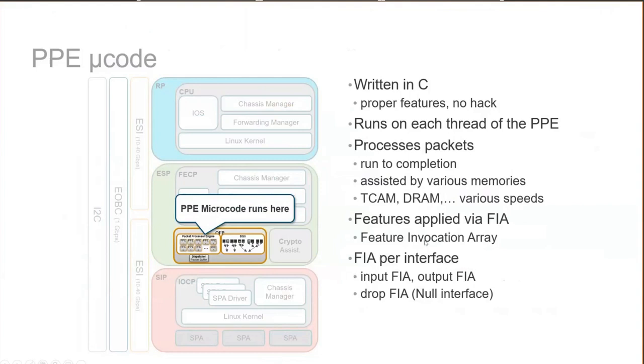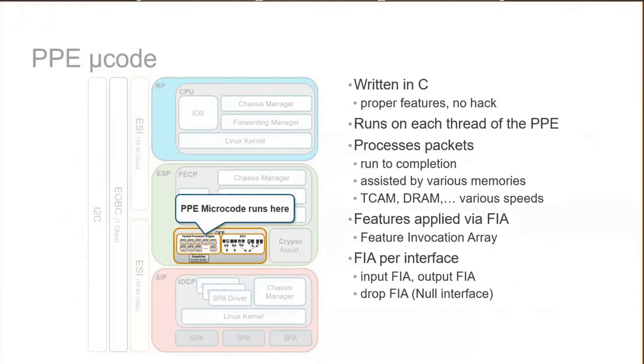FIA here is feature invocation array. What it means is per interface, depending on your interface configuration, there will be two feature invocation arrays. One is the input array and the other is the output feature invocation array. So they will have all the features that have to be applied on the packets when a packet is received or is being sent. Those feature invocation array components will be handled by PPE. So that is what we mean when we say the packet is being processed.